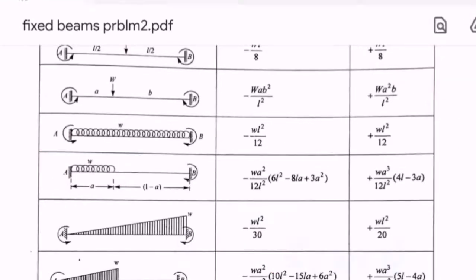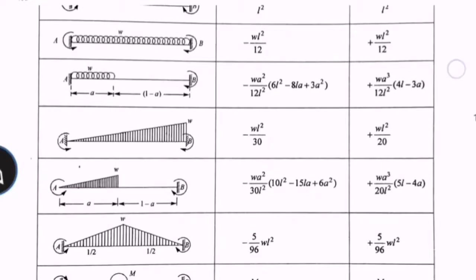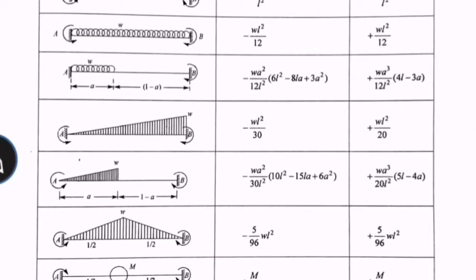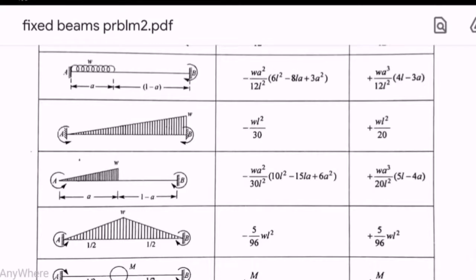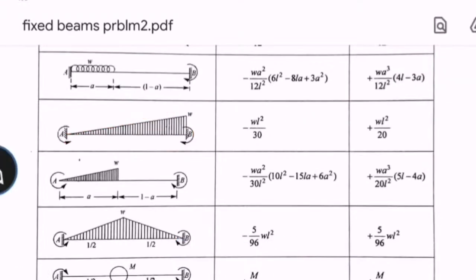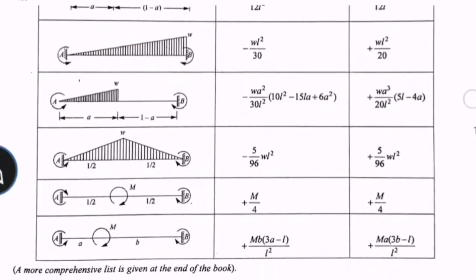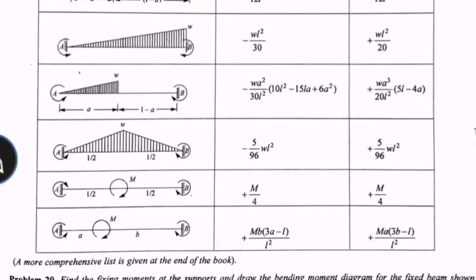Next, if there is a UVL applied which is increasing from 0 at A up to W at B like this, we can simply remember the formula: minus WL square by 30 and plus WL square by 20. Fine. So in this manner, the formulas are given, and this is one of the important formulas.